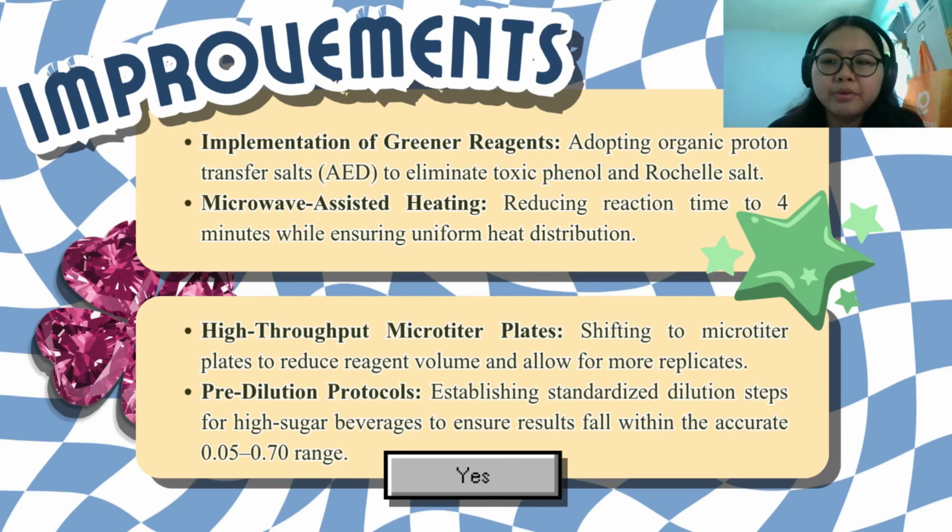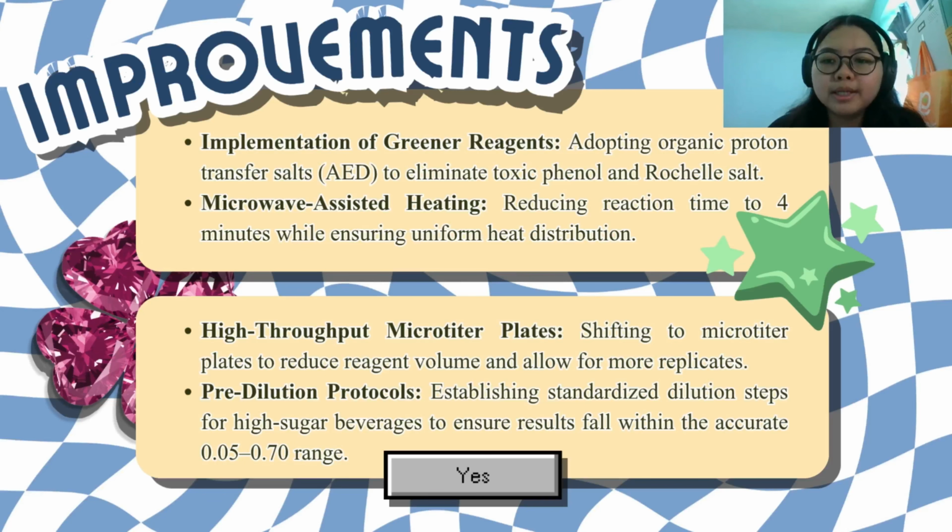To improve the experiment for future sessions, we could adopt a greener route for sugar quantification. Modern research suggests using organic proton transfer salts like AED, which would allow us to eliminate toxic additives like phenol and Rochelle salt, making the lab safer and more environmentally friendly. We also suggest replacing the traditional boiling water bath with microwave heating. This adaptation can reduce the reaction to just 4 minutes and provides a more uniform distribution of thermal energy, which would help solve the trial-to-trial variance we experience.